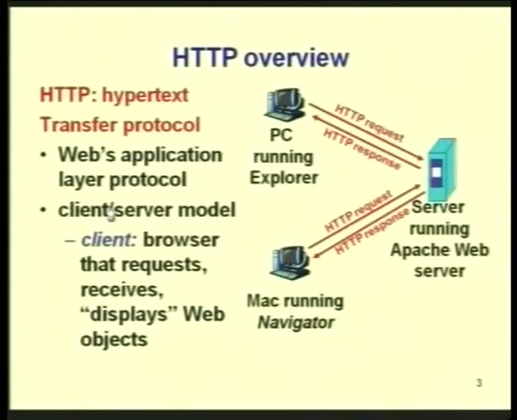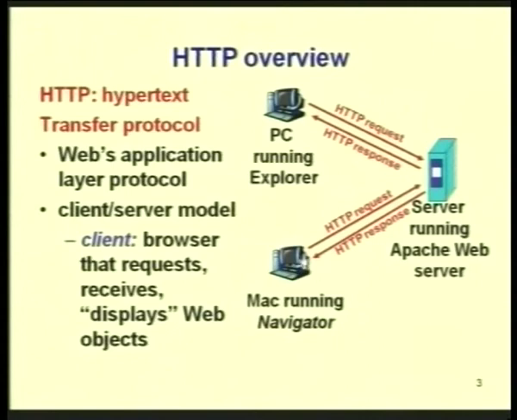So, to do a quick overview of the HTTP protocol, it is a request response protocol and it is the web's application layer protocol. It is a client server model. So, you have clients running on different machines. A Windows PC could be running Explorer. Now, Explorer happens to be the client program here, and a Mac could be running Navigator, that becomes the client program here.